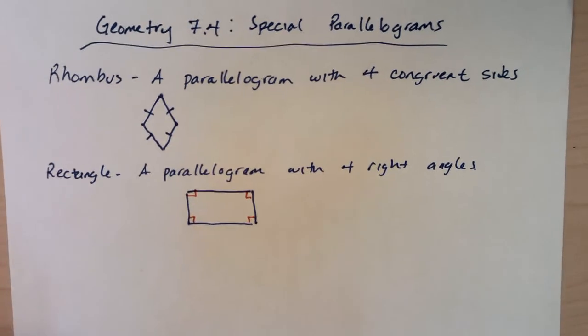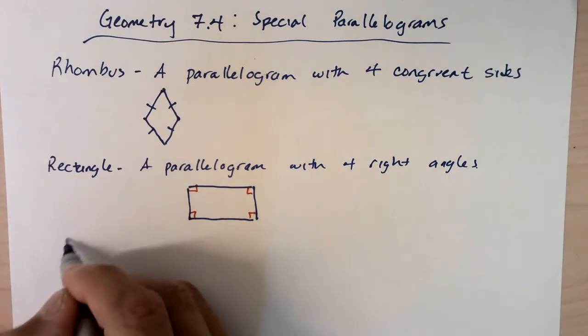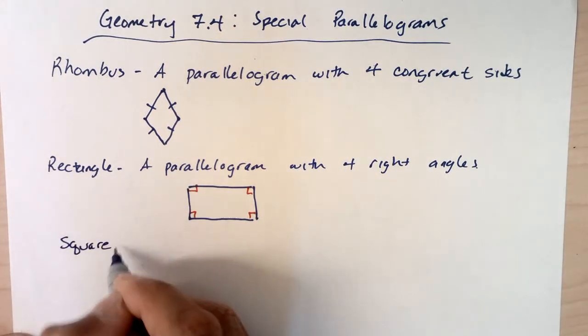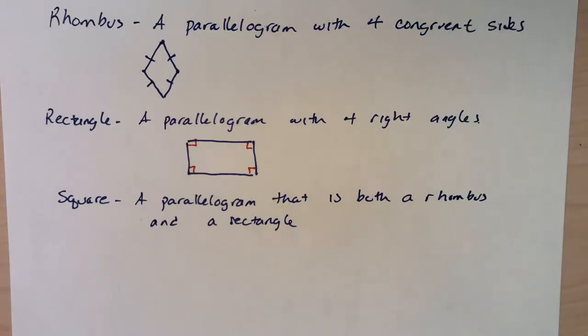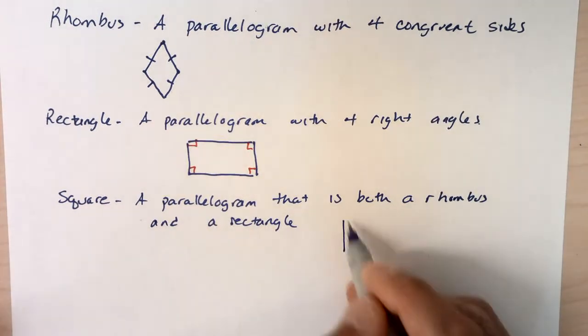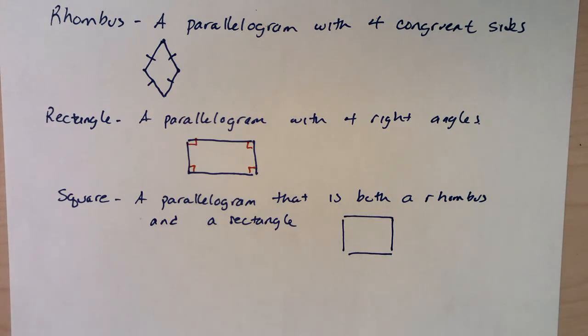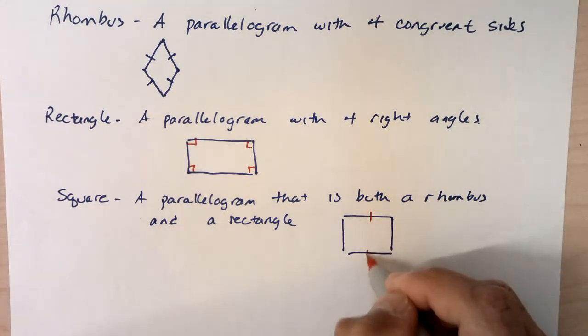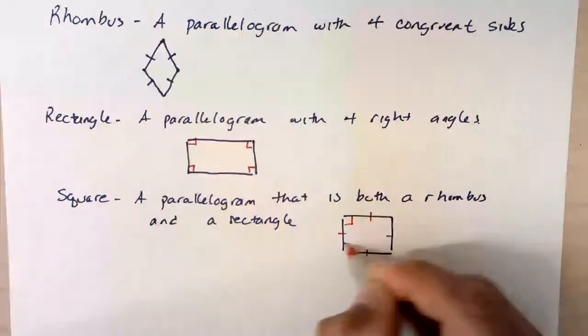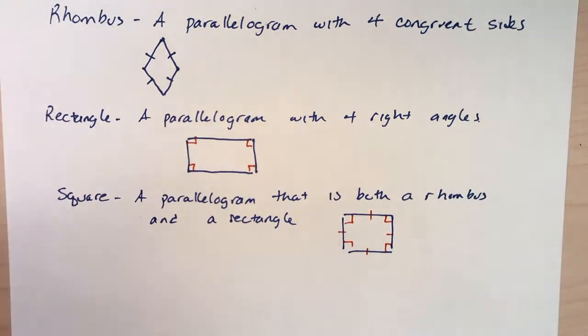A third special parallelogram is a square. A square is a parallelogram that's both a rhombus and a rectangle. So it has all sides congruent and all angles are right angles. I could draw a diagram showing that specifically, with all the sides congruent and all the angles right angles.